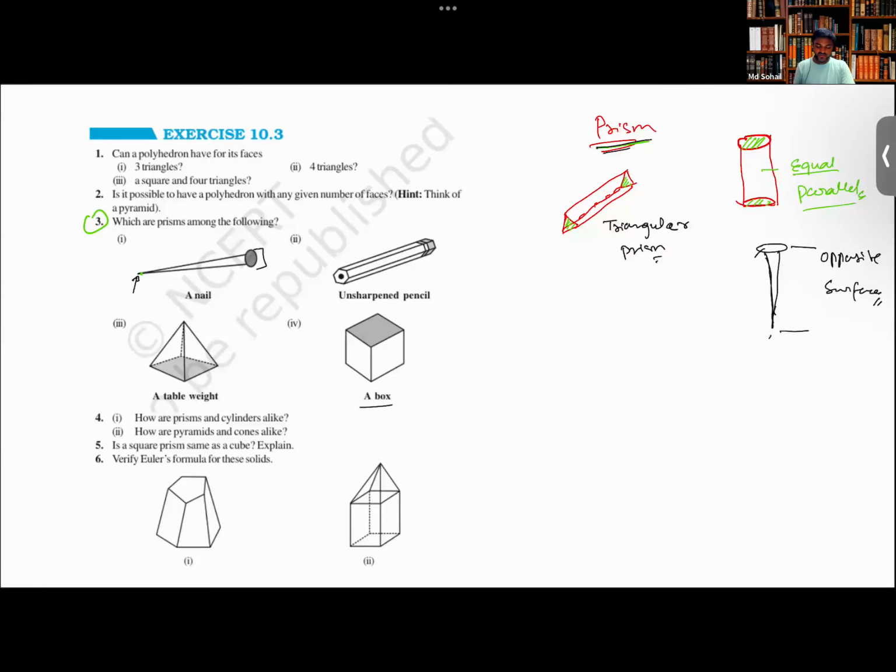While this box can also be considered a prism because the opposite faces are equal in area and parallel to each other. Same is the case with this unsharpened pencil and a table weight. What about a table weight? Was the table weight a prism? No, sir, it is a pyramid. It was not a prism, right? Yes, sir, it's a pyramid.